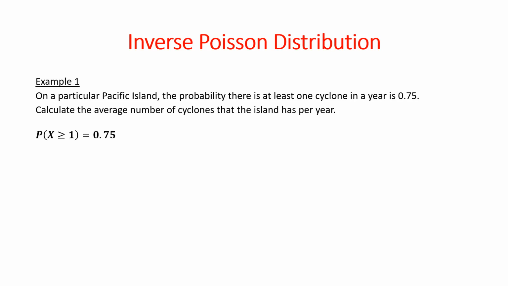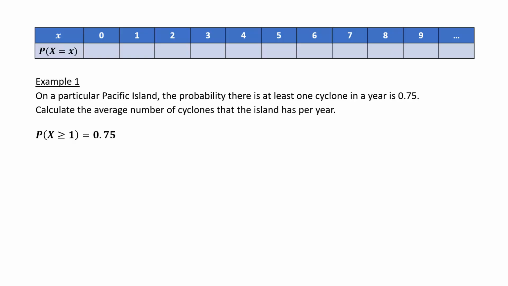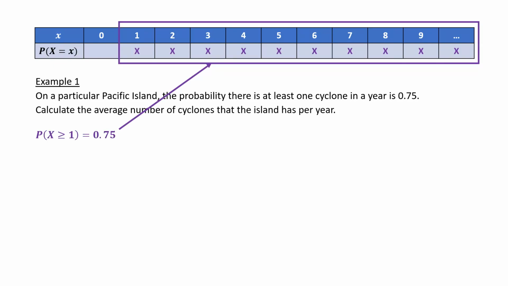The probability that x is greater than or equal to 1, at least 1, is 0.75, 75%. In a probability distribution table, the 75% or 0.75 represents one or more cyclones in the year. So we can subtract it off 1 and get 0.25, and that tells us the probability that there are no cyclones in the given year. The chance of no cyclones is 0.25 or 25%, and we're going to use that to figure out lambda.